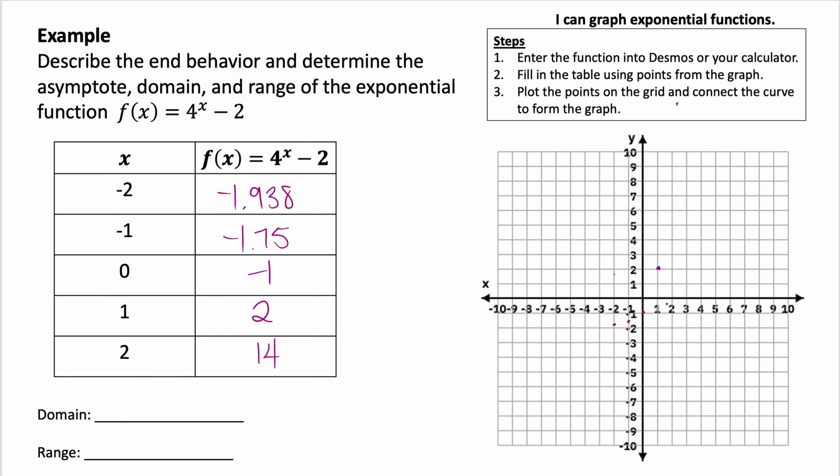Notice that it does have an asymptote at y equals -2, right? So it's going to approach y equals -2, but it's not going to actually cross it. And then it's going to go up above that asymptote.